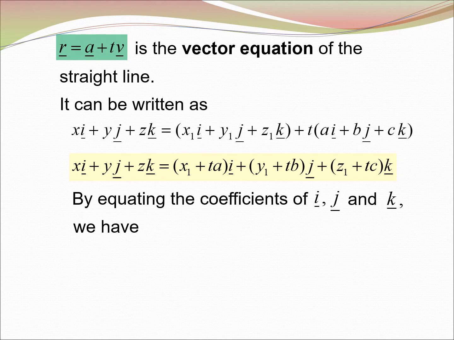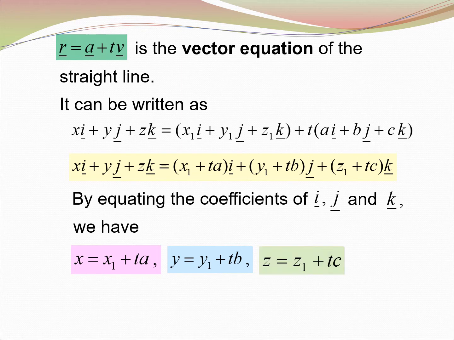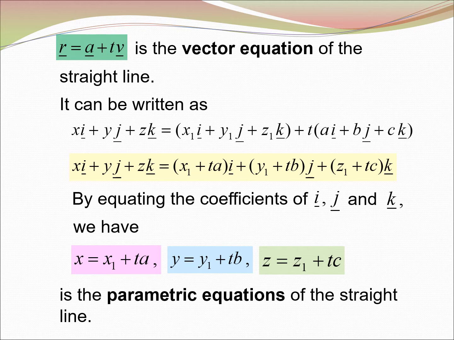Now we equate the coefficient of i. So the left side we get x, and the right side is x1 plus ta. And equate the coefficient of component j, so we will get y is equal to y1 plus tb. And compare the coefficient of k, we will get z is equal to z1 plus tc. This is the parametric equation of the straight line.